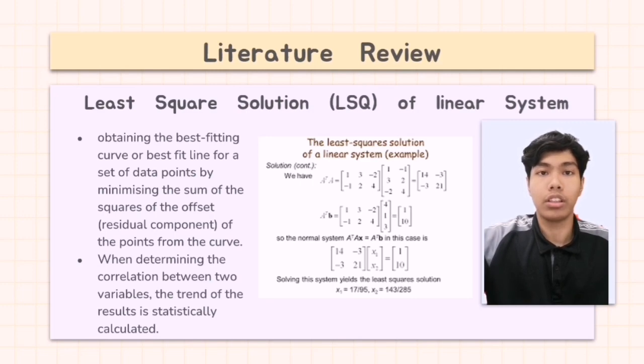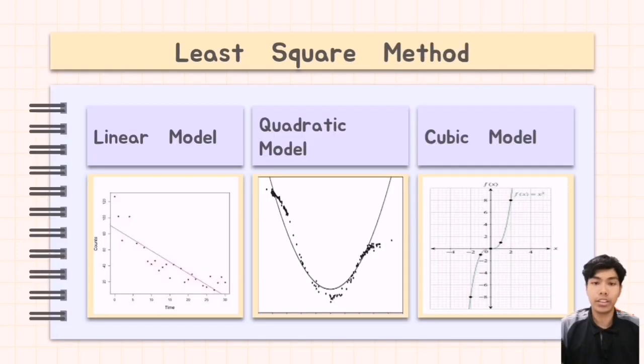Before we solve this question, first we need to know how to use the least square method. When we use it, we can obtain the best fitting curve or best fit line for a set of data points by minimizing the sum of the squares of the offset or residual component of the points from the curve. When determining the correlation between two variables, the trend of the result is statistically calculated. We have three types of least square method. The first one is a linear model, the second one is the quadratic model, and the third one is the cubic model.